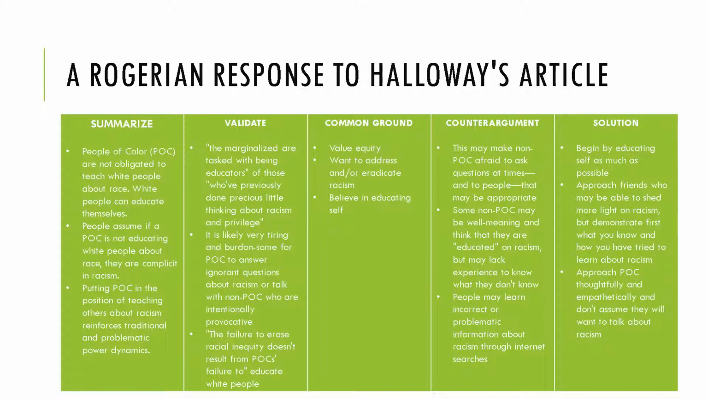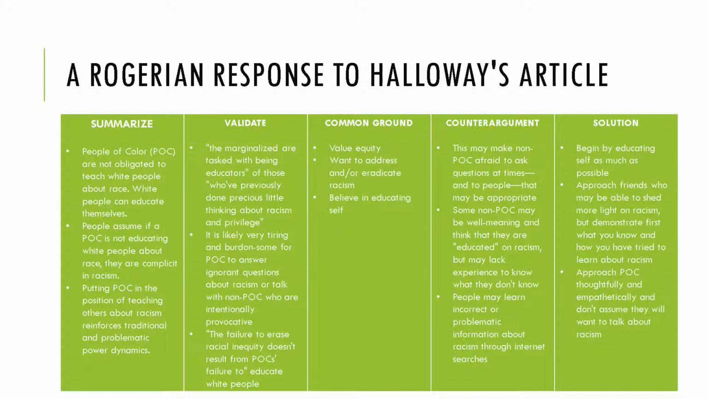Another point sometimes students have pushed back on is some non-persons of color may be well-meaning and think that they are educated on racism, but may lack the experience to know what they don't actually know. Sometimes we don't know what we don't know. And again, they may not be ignorant or being provocative, but they genuinely feel like they're educated on it and they want to know more. And another point students have pushed back on is to say people may learn incorrect or problematic information about racism when they are self-educating. If they're looking through internet searches and reading articles, they may actually learn problematic things about racism that are unfair or racist themselves.